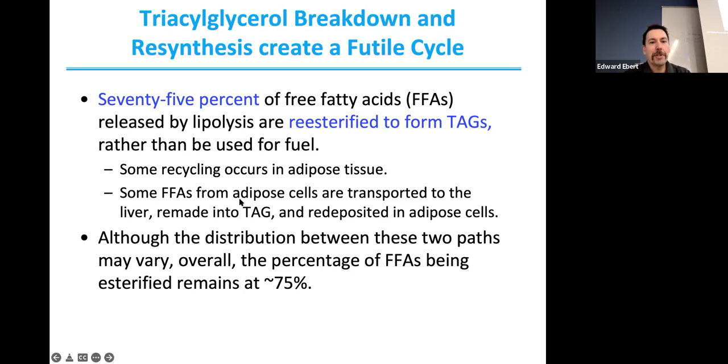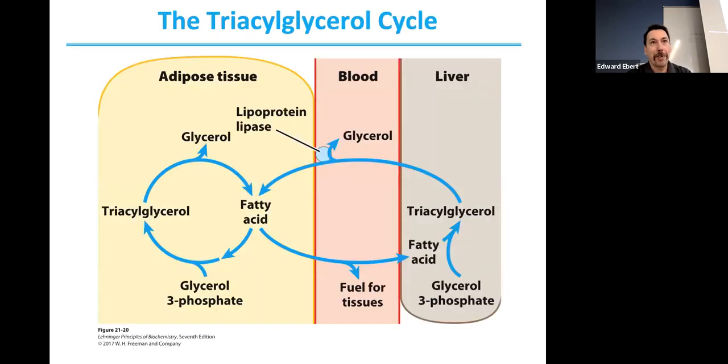Some recycling in the adipose tissue, some are transported to the liver, remade into triacylglycerols and back, and then transported back to the adipocytes. The distribution between these two paths will vary, but again, we're going to look at about 3/4 of them are just constantly recycled in here. In low energy states, the ones that get transported out are probably used and not sent back. So you see a higher and higher increase in the reesterification within the adipocyte cells themselves as you go into low energy mode. But overall, even in starvation, you're constantly reesterifying these.